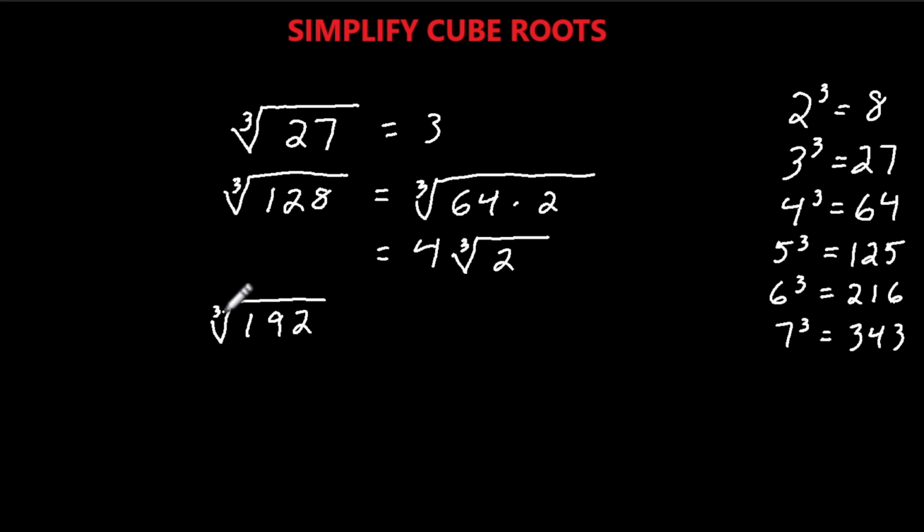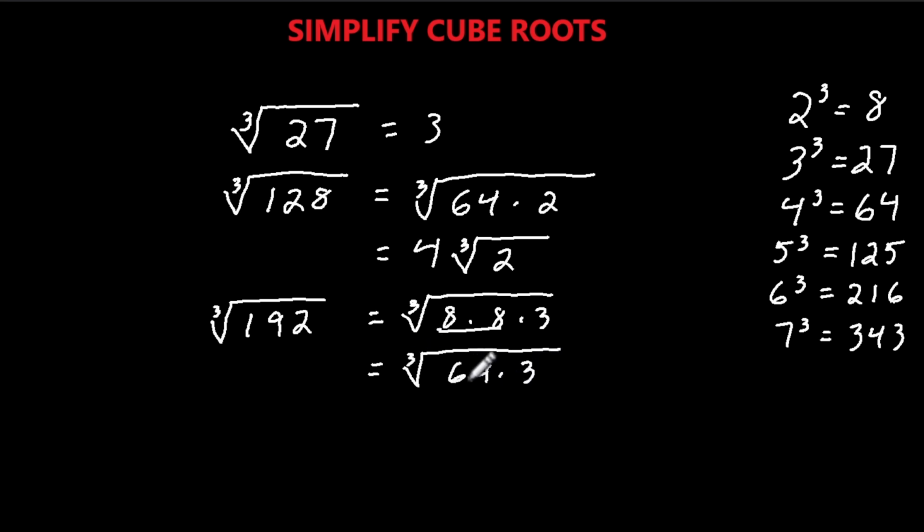Next, we have the cube root of 192. Well, if I divide 192 by 8, what I'm going to get is 24, and 24 is also 8 times 3. So 8 is a perfect cube, but 8 times 8 is a 64, which is a bigger perfect cube. So on the next line, what I'm going to write is cube root of 64 times 3. And the 64 comes out as a 4. So I would have 4 cube root of 3.